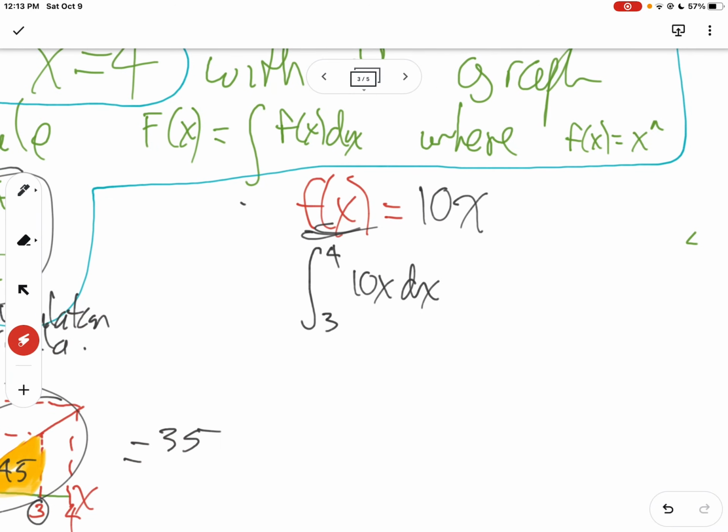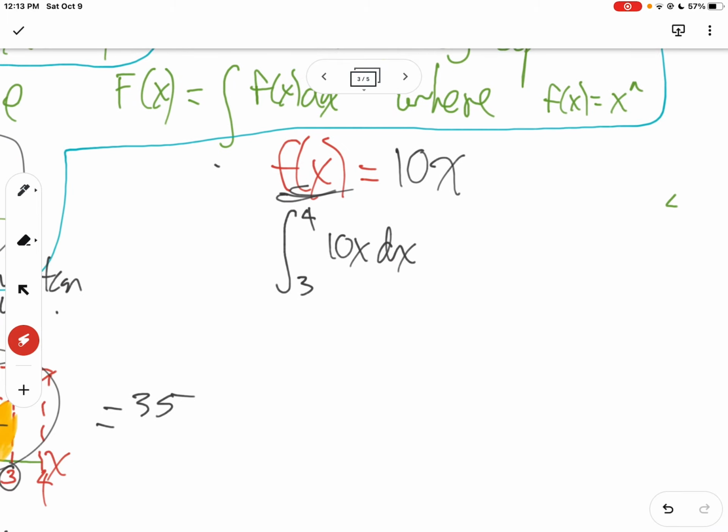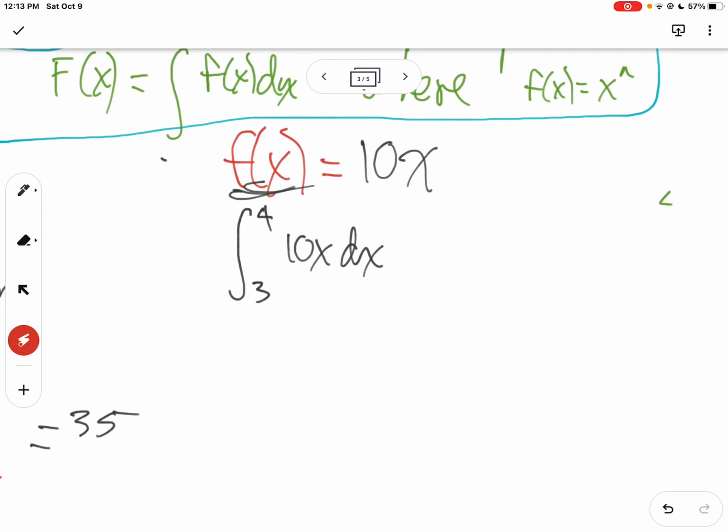Okay, no different over here, right? This is the area from x equals 3 to x equals 4 for 10x. Remember, 10x is the y value. So this is your y value, dx is your x value. You'll multiply those together to get areas. But we're going to do it with algebra. Okay, we're specifically going to do it with algebra. And here's the thing that we know.